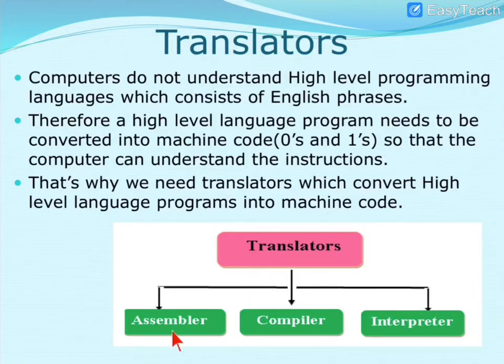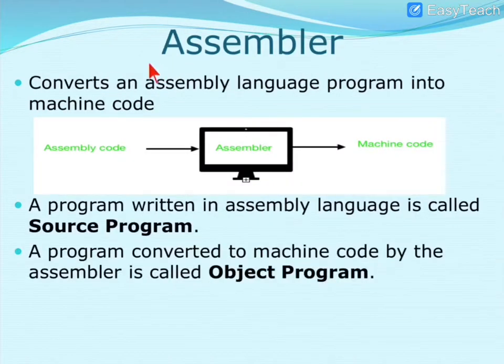Now all of these have different functions and different ways of working. We are going to study each of them one by one. Let's get started with the assembler. So assemblers are actually the simplest kind of translators. They convert assembly language into the machine code.